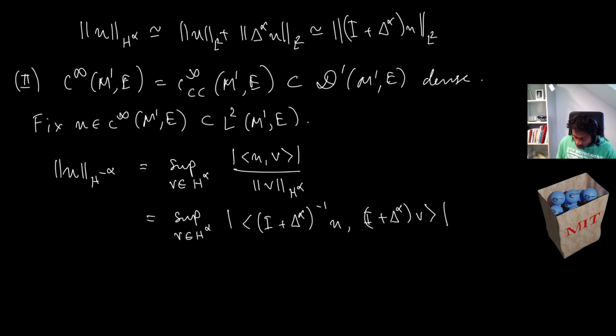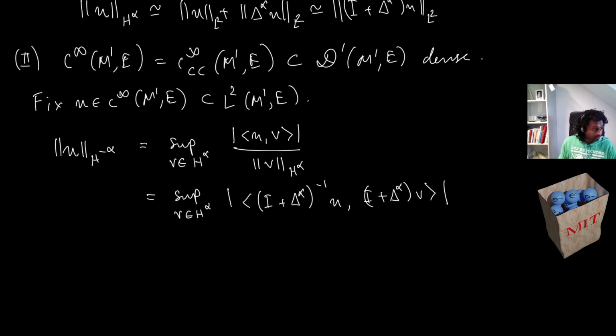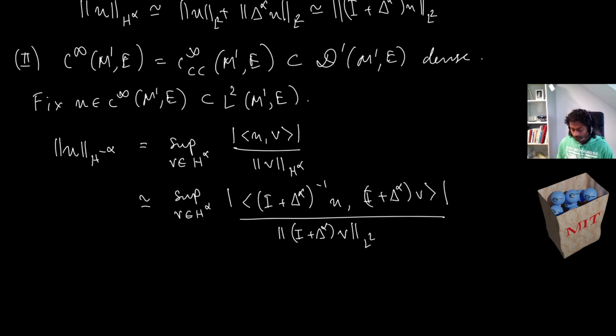Okay, so I can do this because I know that the domain of Laplace to the alpha is the same as the domain of I plus Laplace to the alpha, with comparable norms. So I can certainly write this. And actually, let me use similar-equal here, right? And now I'm going to write the norm here as the norm of (1 plus Laplace to the alpha) v in L2. Okay, I can do that.